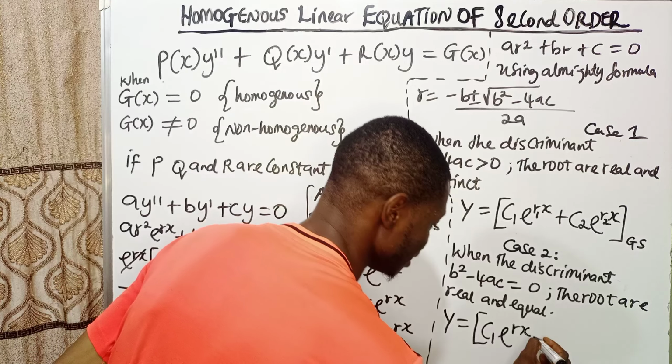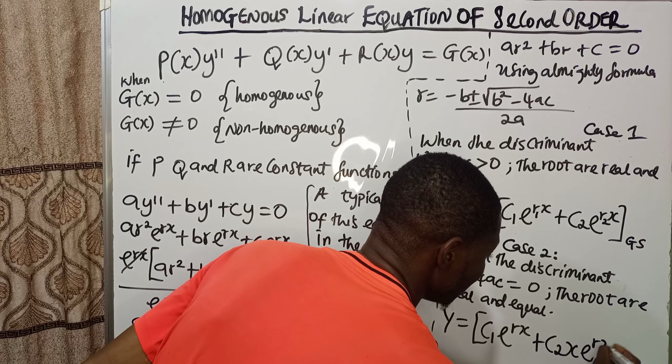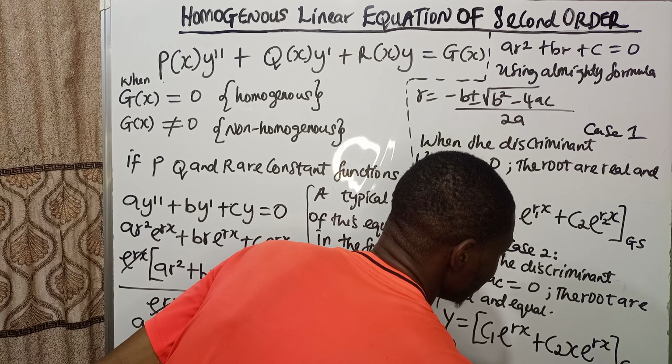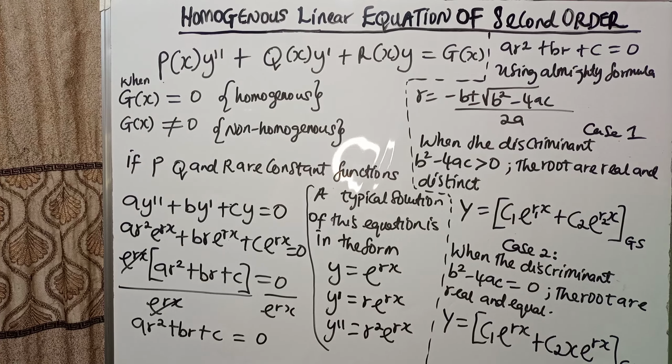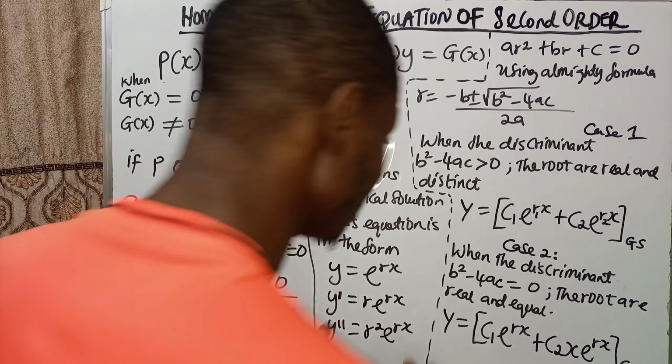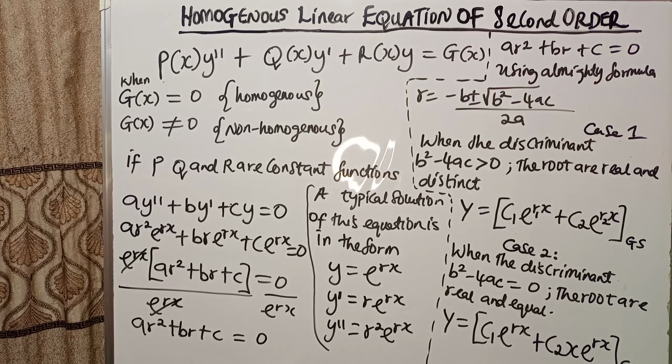You are not going to put r1 in this time, plus c2x exponential rx. So this is our general solution. I hope you can see it from there. So let me clean this side. So this is our general solution for case 2.